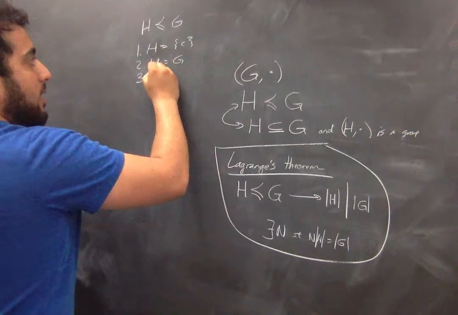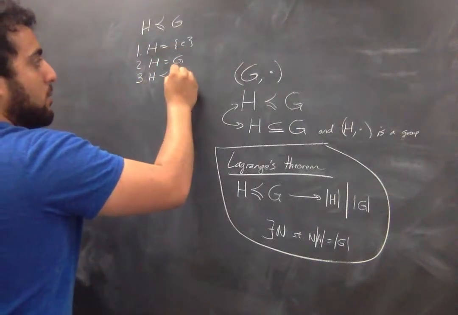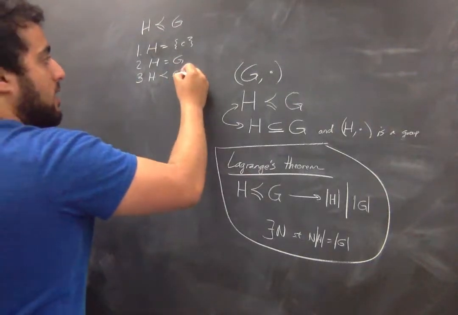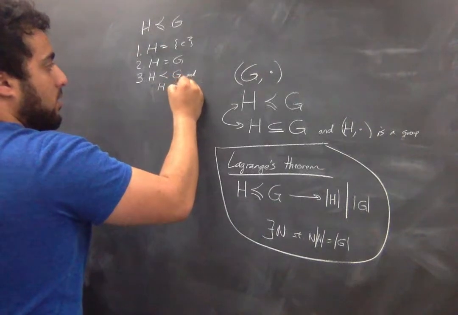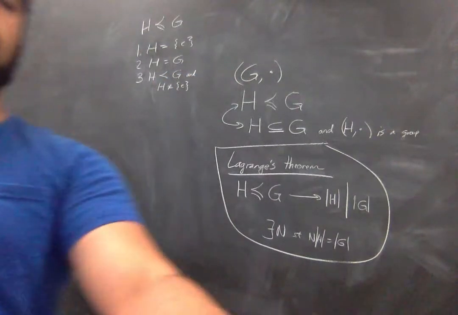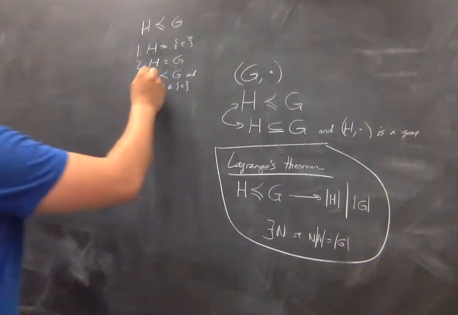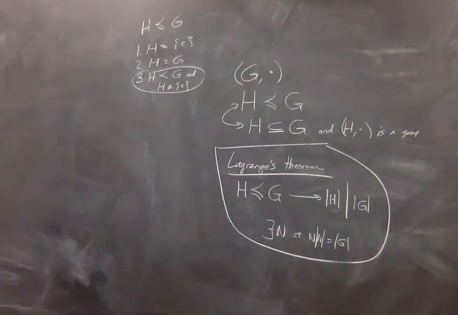So we'll write it like this: H is a subgroup of G, which means H does not equal G, and H does not equal just the identity element. So we want to prove it really, we've already proved it for these first two. The interesting case here is this one. We want to prove it for this one.